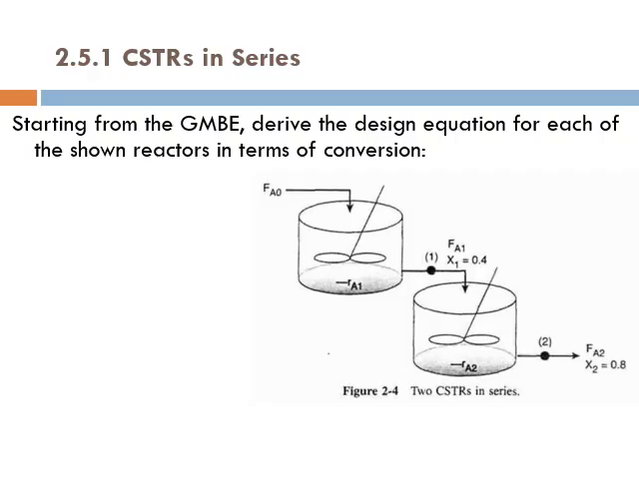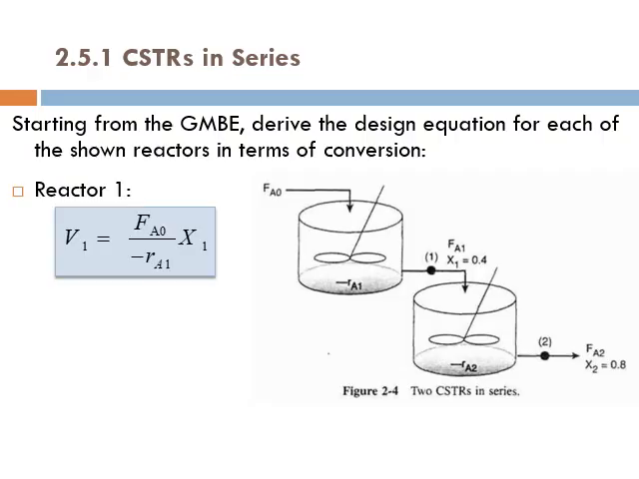Starting from the general mole balance equation, derive the design equation for each of the shown reactors in terms of conversion. Okay, so for reactor 1, obviously we learned that the design equation is V1 equals FA0 over minus RA1 times X1. Remember, Shabab, the rate is evaluated at the exit conversion. Okay, good. What about reactor 2?